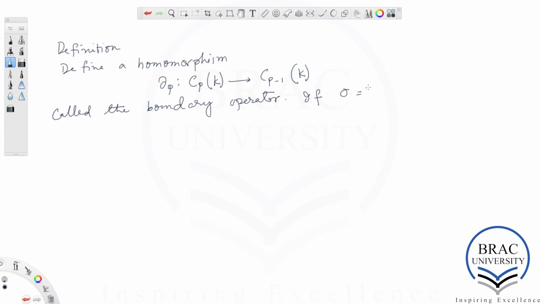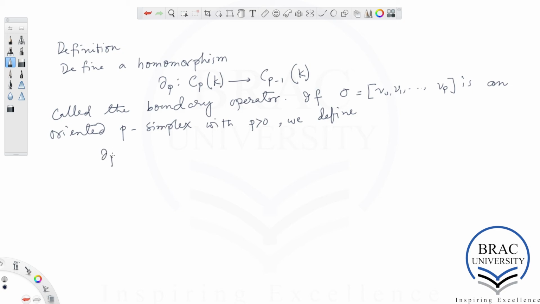If sigma equal to V0, V1, all the way up to Vp is an oriented P simplex, with P positive, we define del P of sigma to be equal to del P of V0, V1, all the way up to Vp.